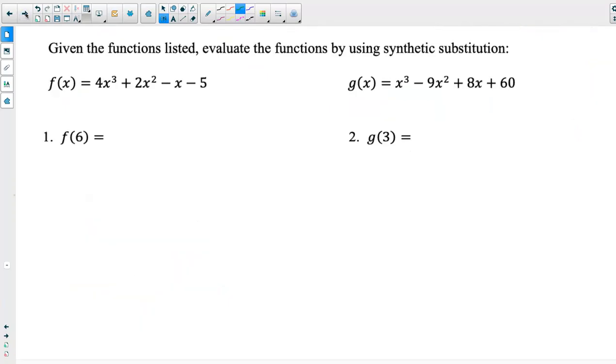Okay. Go ahead and do number 1. I will put the 6 here. I'm going to let you do the rest.